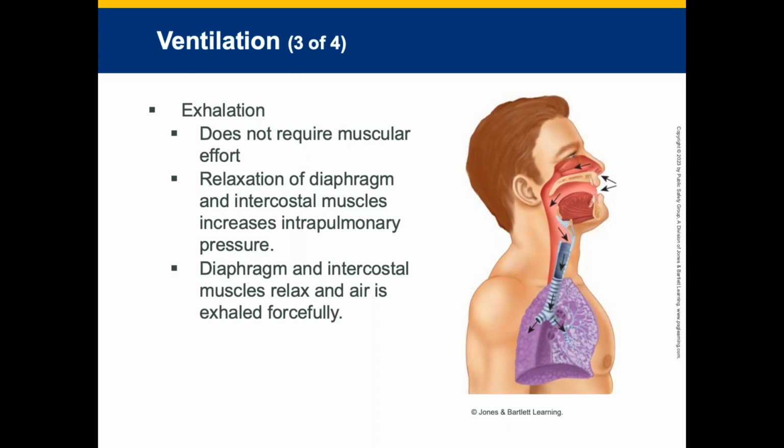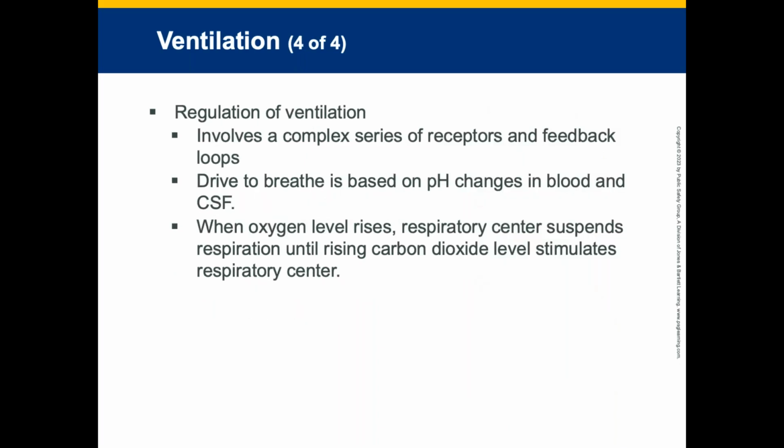So inhalation, air in; exhalation, air out. The regulation of ventilation involves a complex series of receptors and feedback loops, in which the drive to breathe is based on pH changes in the blood and the CSF, cerebrospinal fluid. So in healthy people, when oxygen levels rise, the respiratory center suspends respiration until the rising carbon dioxide level stimulates the respiratory center to breathe. So inhalation, exhalation, and it's all done based on pH. Our body can actually read that.